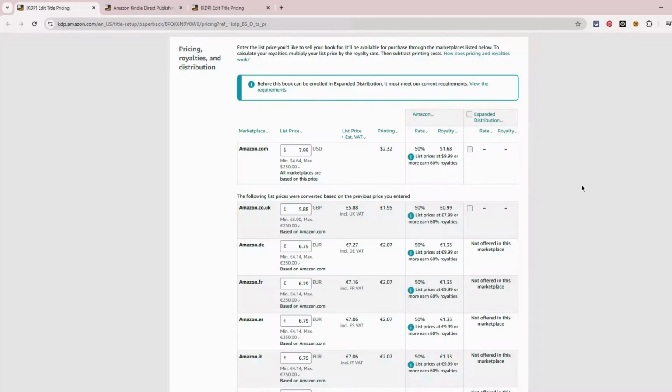Pricing your book on KDP might seem simple, but there are a few easy mistakes that can really hurt your earnings, especially if you don't catch them early. First up, setting your price too low. While it's tempting to keep your price low to attract buyers, remember that your royalty depends on your list price minus printing cost. If you price too close to the minimum, you might barely make anything per sale.